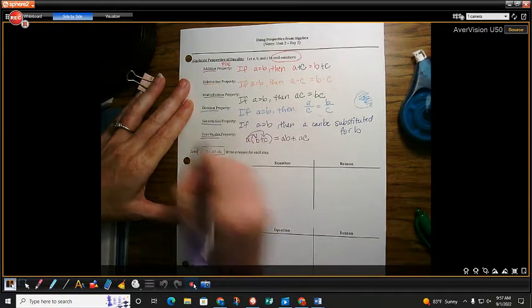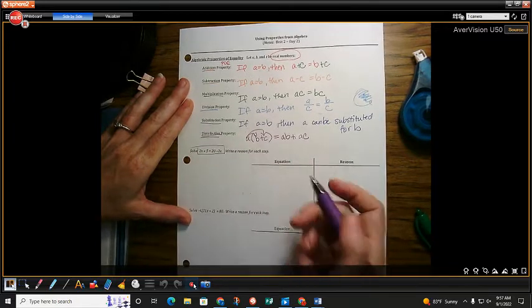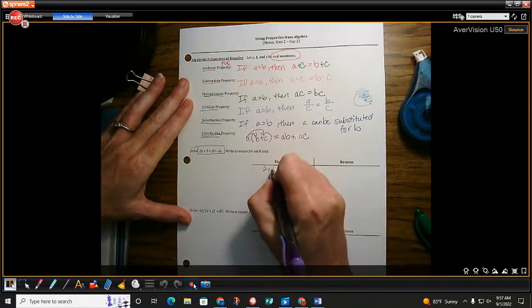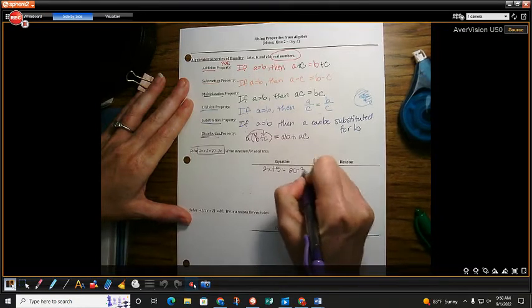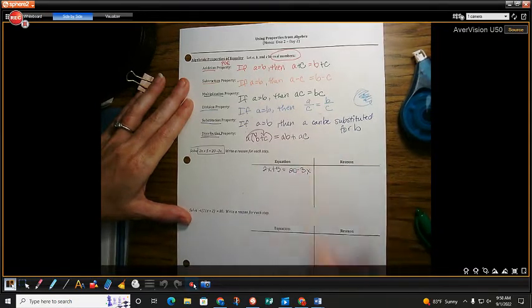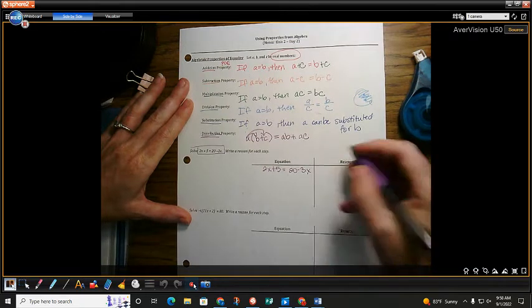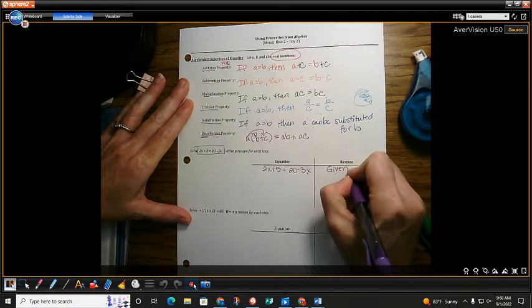They gave me the whole equation. So whatever they give you goes first. So I'm going to put 2x plus 5 equals 20 minus 3x. And how am I allowed to put that as my first step? It was given. And so you put given.